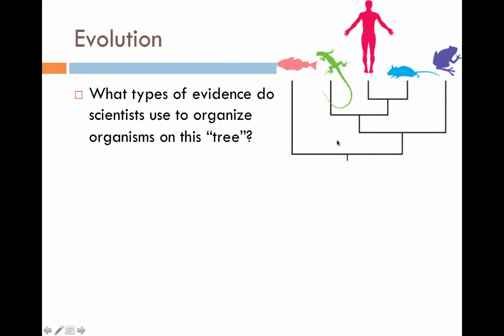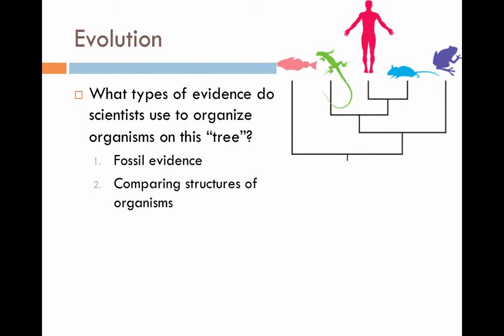How do scientists know how to create these evolutionary trees? What evidence do they have? Well, the evidence is very similar to the evidence for evolution. The first piece of evidence they use is fossil evidence. If organisms have similar fossils, they are placed close together on the tree. Then they compare the structure of the organisms. If the organisms have similar bone structure, they put them close together on the tree.